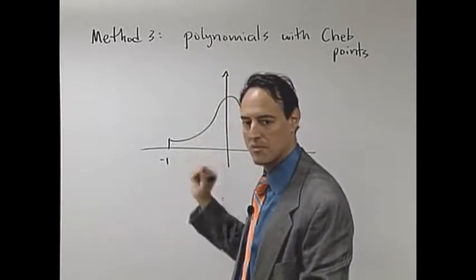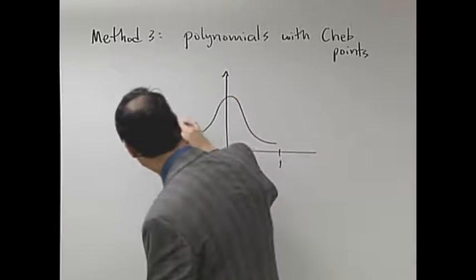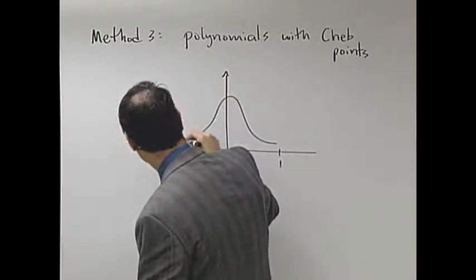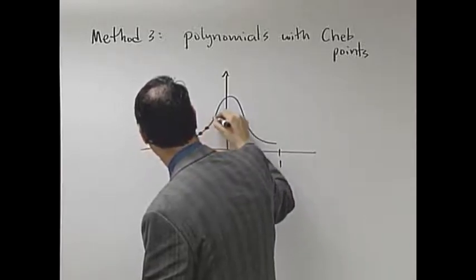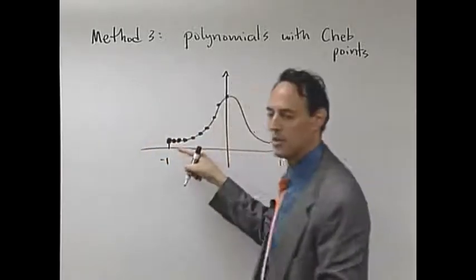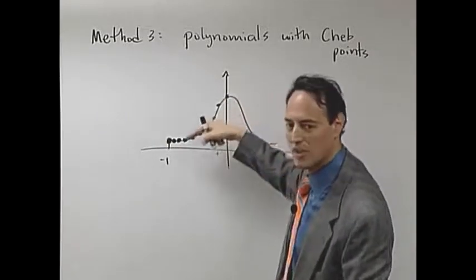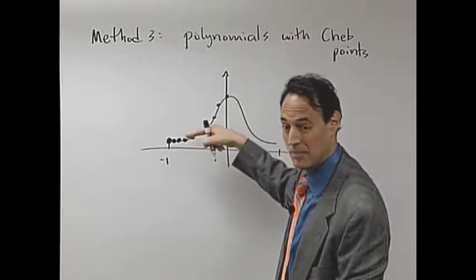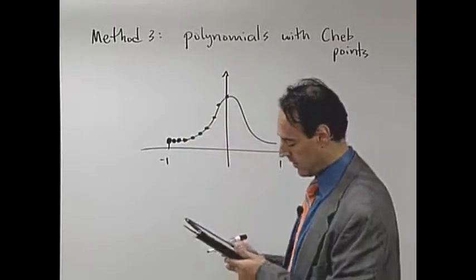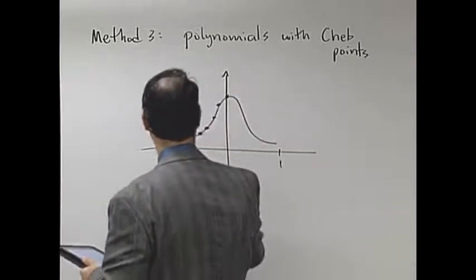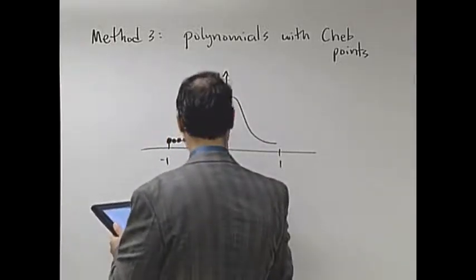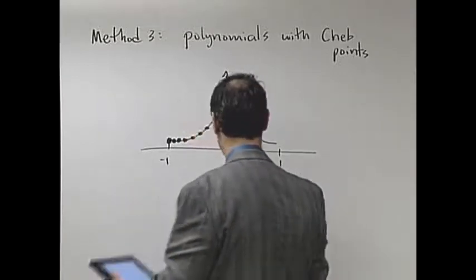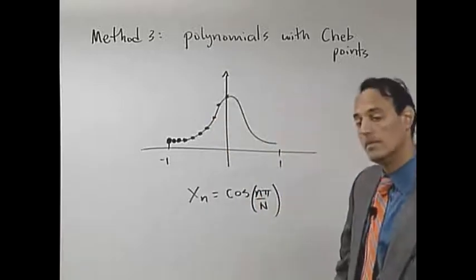But what if I clustered my points at the edge? In other words, I said, let me cluster things here. The middle seems to be no problem. I'll cluster more here, so when it starts coming down here and wanting to wiggle, I don't let it, in some sense. Okay? Well, here is the natural clustering you want. The Chebychev points. Goes from -1 to 1.